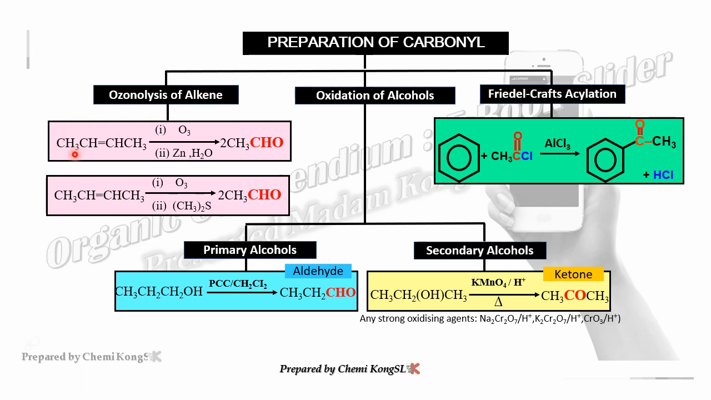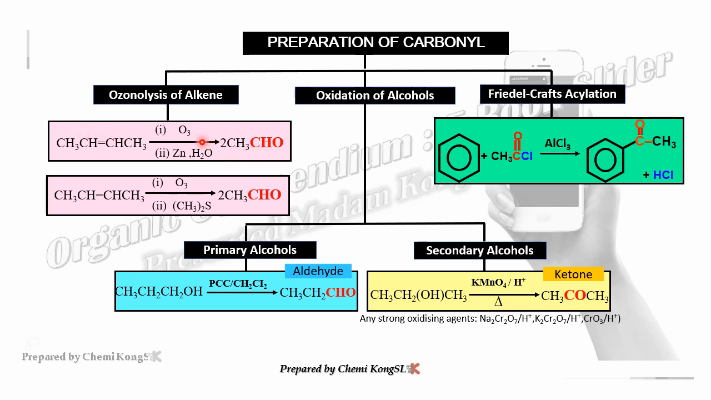So the first one you check, this is a carbon-carbon double bond. Okay, alkene. When it reacts with O3, meaning ozone, and then Zn, water, it will form aldehyde. Because after you break the bond, it will form C double bond O, C double bond O. So that's why there are 2 ethanal.